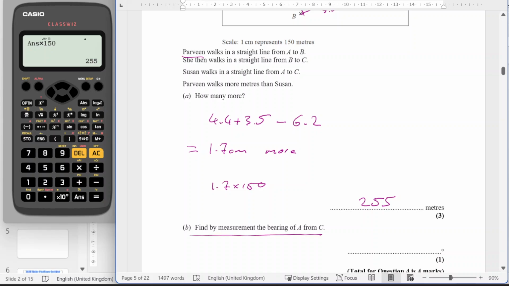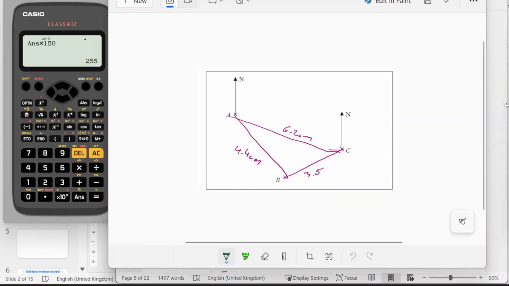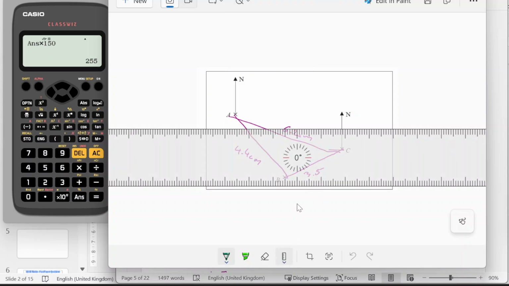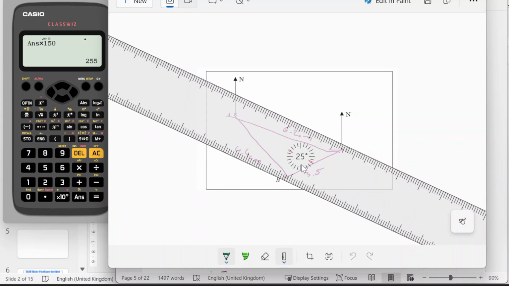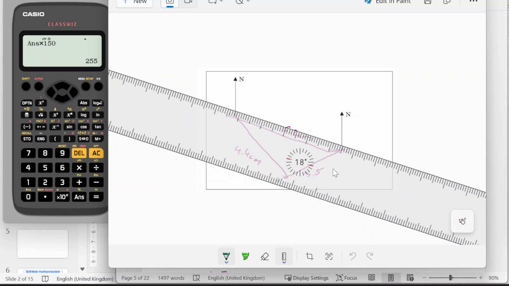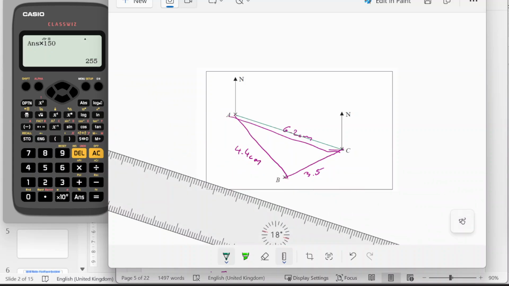Find by measuring the bearing of A from C. So I'll show this very roughly, just so you've got an idea of how you do it. Okay, so bearings of A from C. So let me just put a better line in there. So I want to use my ruler to actually draw a straight line between A and C. There we go. Okay, now I want to actually accurately measure this angle here. That's not my bearing, but that is very closely linked to my bearing.